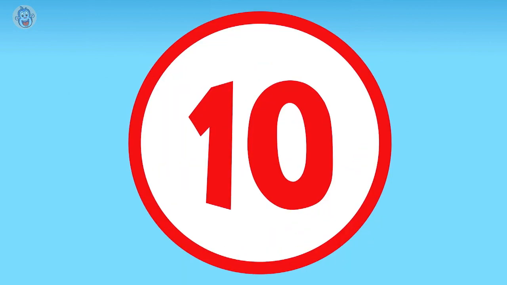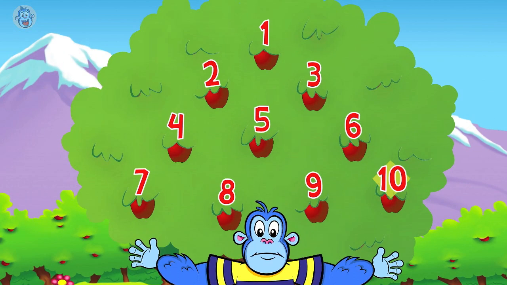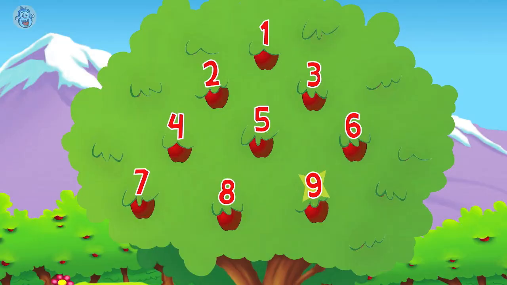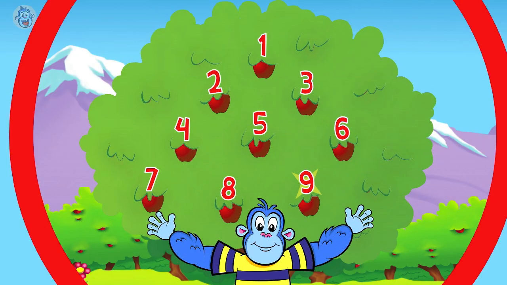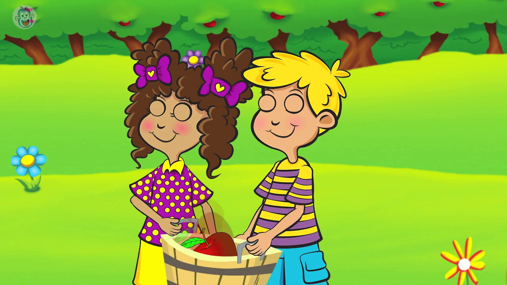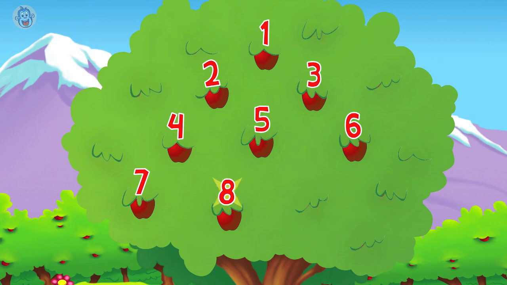Follow me. 10 candy apples hanging on a tree looking mighty tasty to me. If I pick one of them and share it with my friends, 9 candy apples left on the tree. 9 candy apples hanging on a tree looking mighty tasty to me. If I pick one of them and share it with my friends, 8 candy apples left on the tree.